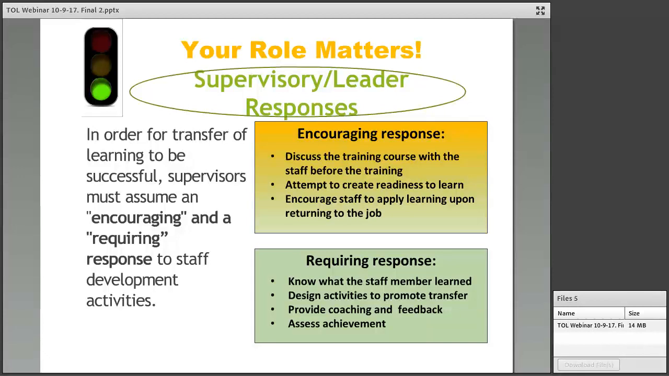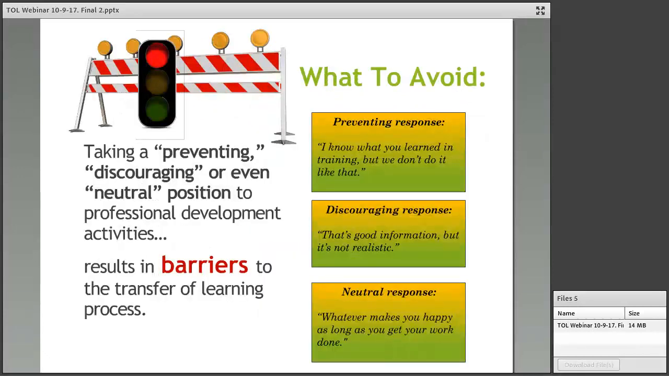A requiring response would be something about knowing what the staff member learned. So in supervision, talking about a concept: what did you learn from this? How might you apply this in your job? Providing coaching and feedback, and assessing achievement. All different ways to provide encouraging and requiring responses.